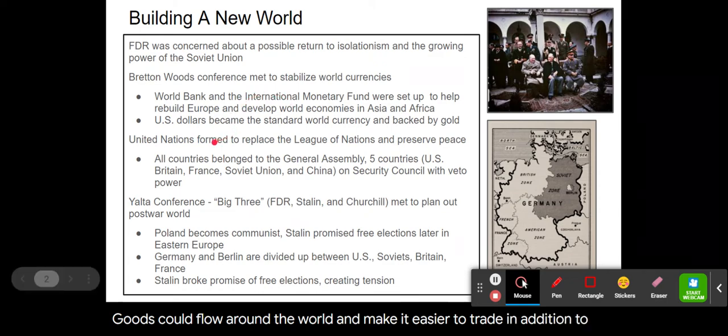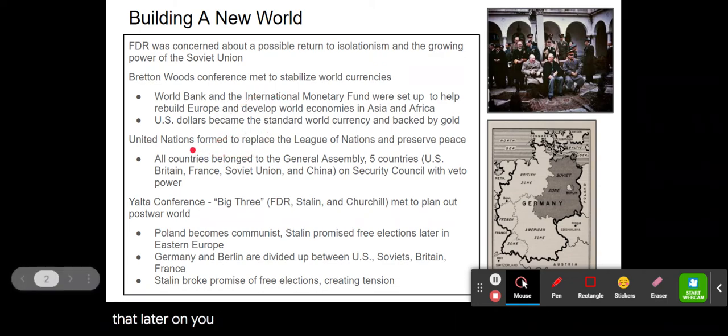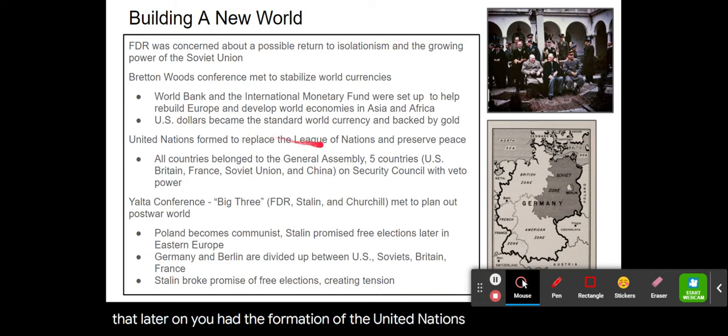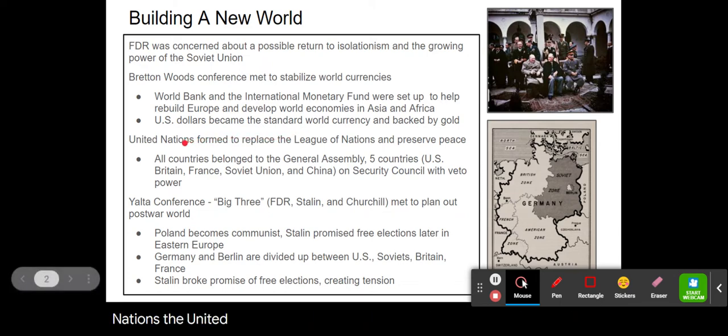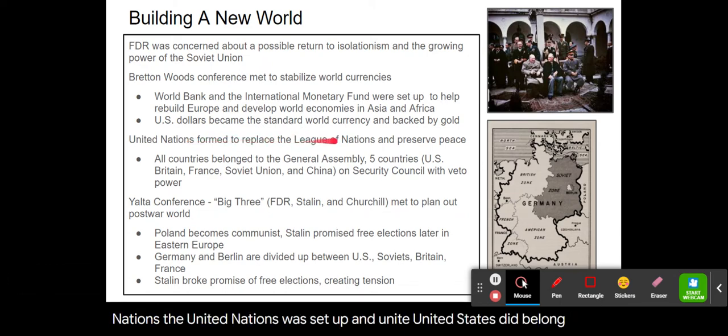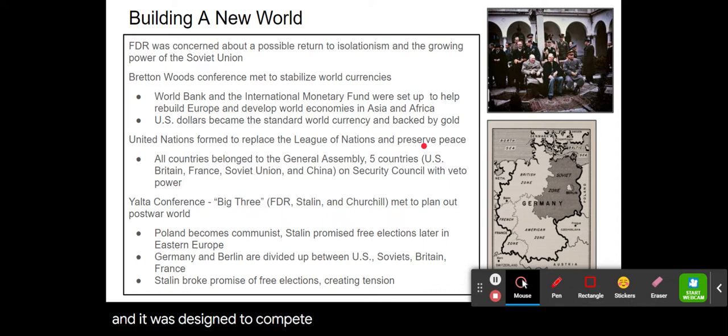In addition to that, later on, you had the formation of the United Nations. This was replacing the old League of Nations. Remember, the United States never belonged to the League of Nations, but the United States did belong to the United Nations, and it was designed to be a place where countries could get together and talk out their differences. And so you had a General Assembly that all the countries could belong to. It was a place for them to talk to each other, discuss their problems, and try to solve them.